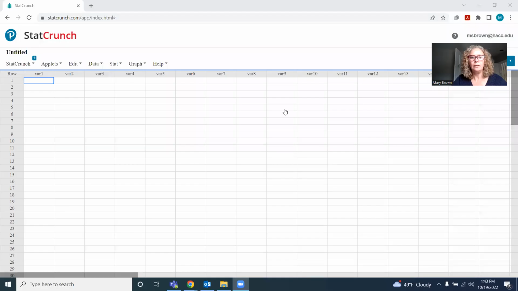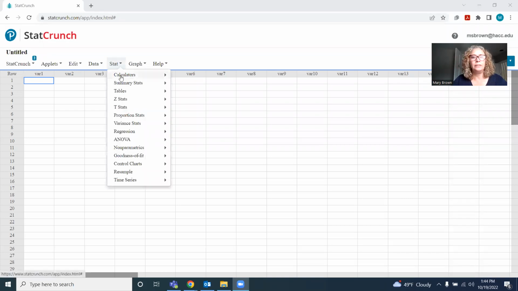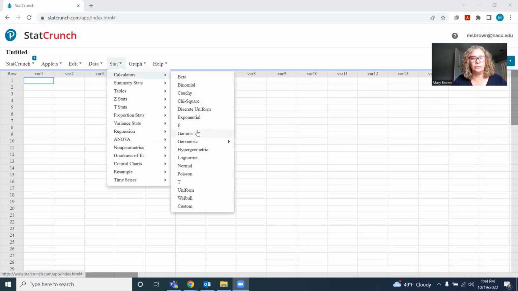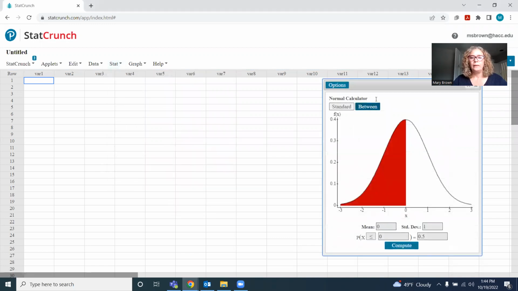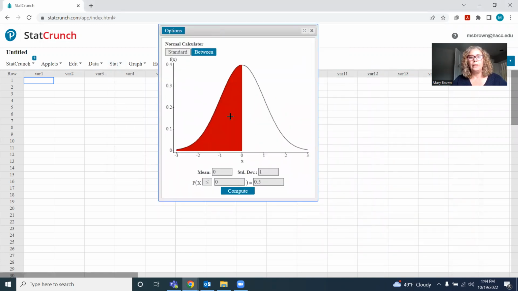Okay, we are going to look at the normal distribution in Statcrunch and how to calculate probabilities and determine X values using the normal calculator. So let me share my screen. All right, so we're in Statcrunch. If we go to Stat, Calculators, and then choose the normal calculator, we can use whatever mean and standard deviation we're working with.